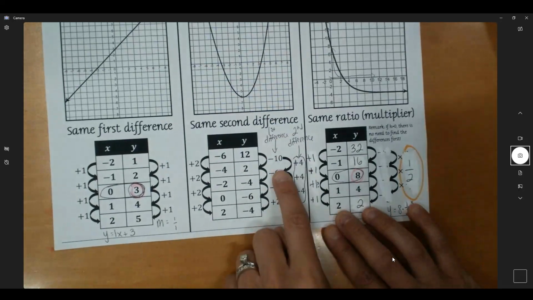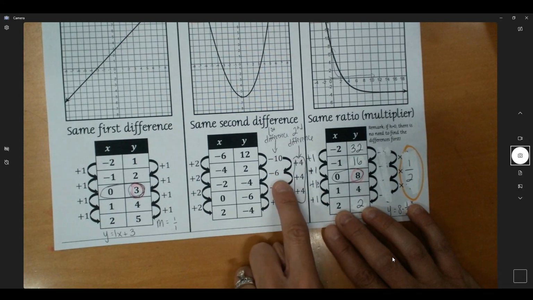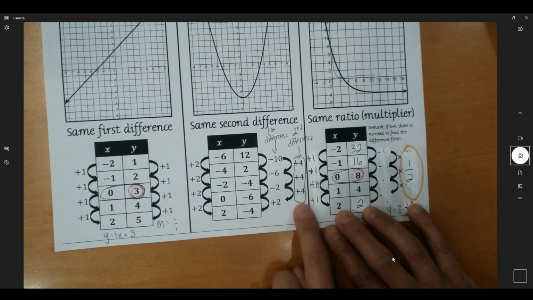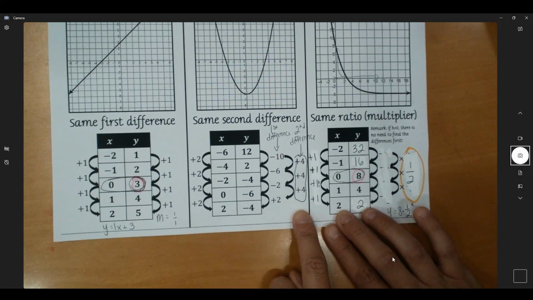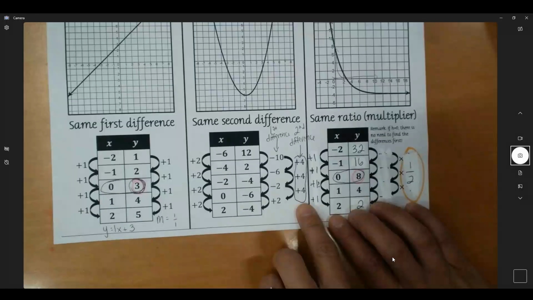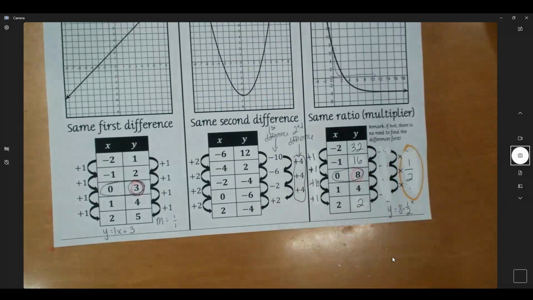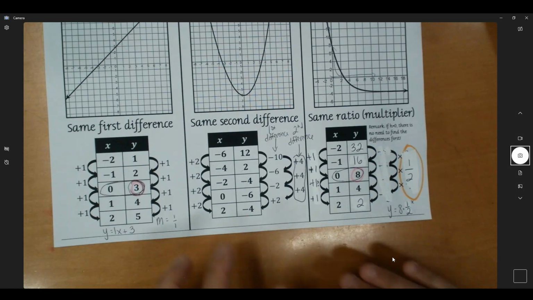So the second difference is looking at these ones. So -10 to -6 is adding 4. -6 to -2 is adding 4. -2 to +2 is adding 4. This number right here, the second difference, has to be the same for it to be quadratic. So if these are the same, then you know it's going to be a quadratic. If these are different, then it's neither. It's not linear, it's not exponential, it's not quadratic. It would be considered neither, or none, whatever you want to say.